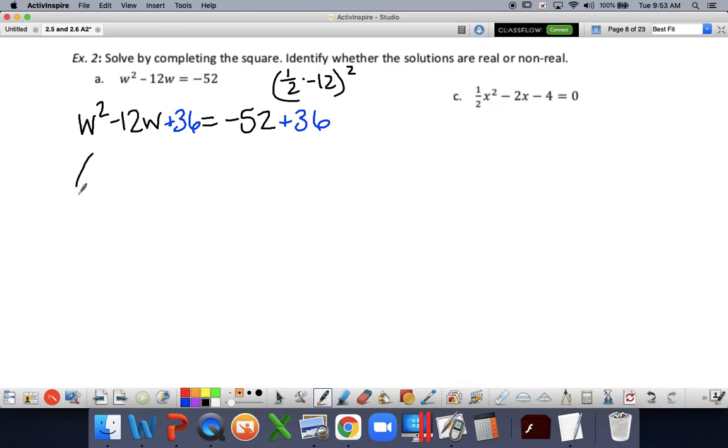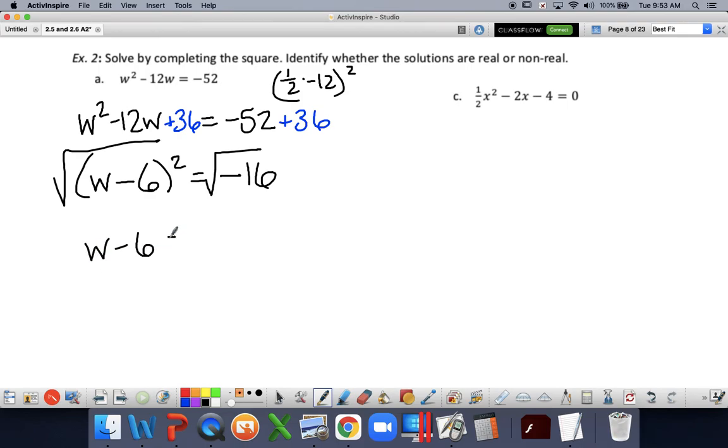I now write this as a binomial squared, which means I take half of my b value to get there. And negative 52 plus 36, that's negative 16. I then take the square root of both sides, so I get w minus 6 equals positive or negative the square root of negative 16. Let's simplify the square root of negative 16 as 4i. I then add 6 to both sides, and because I like to put the real part of the answer first, I put that up front.